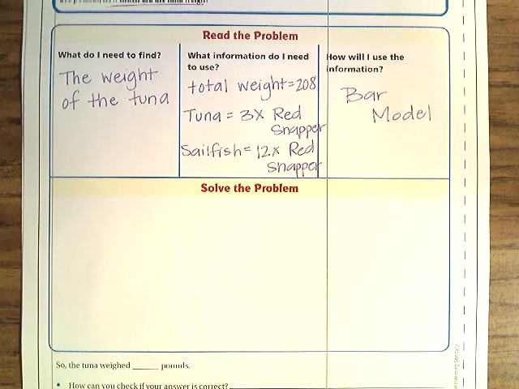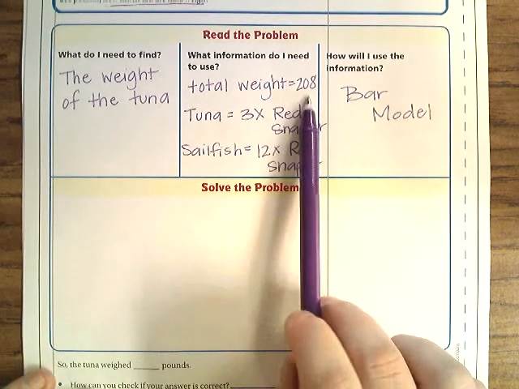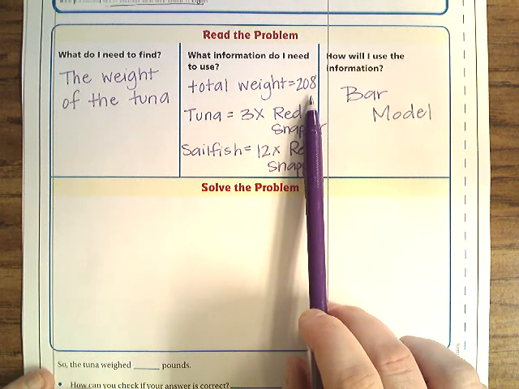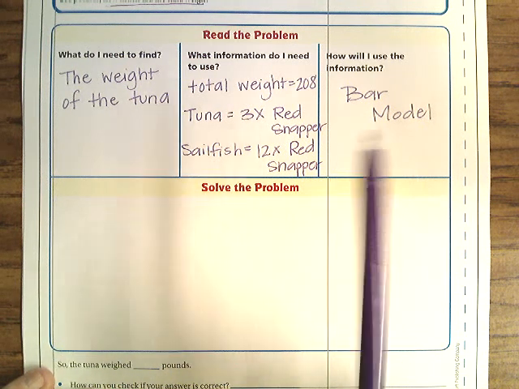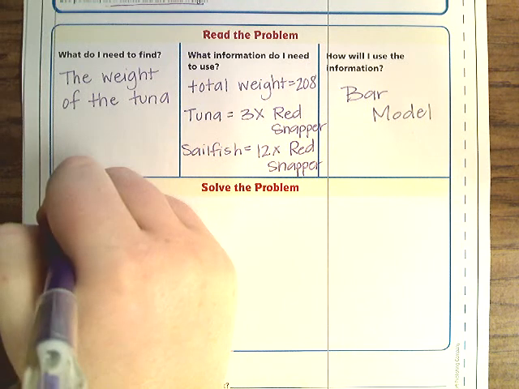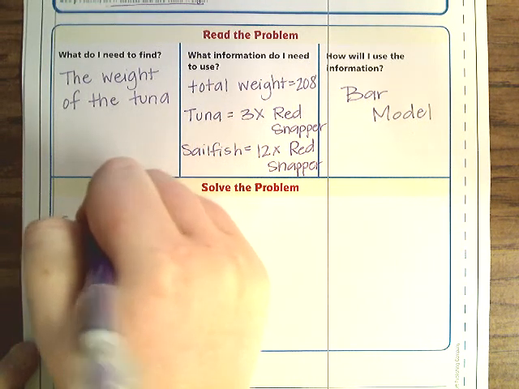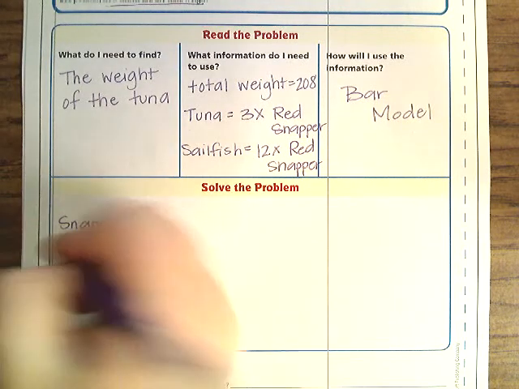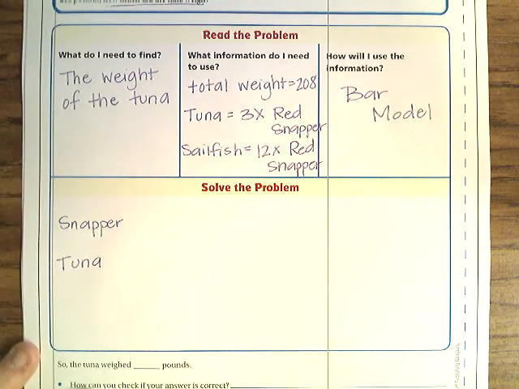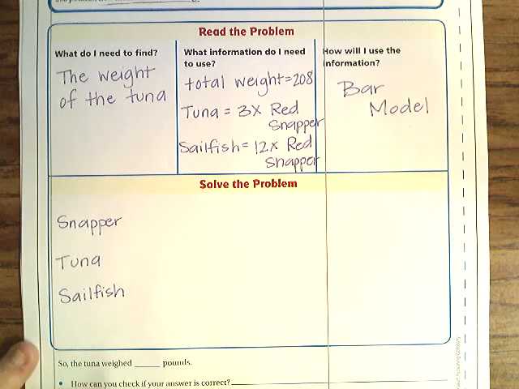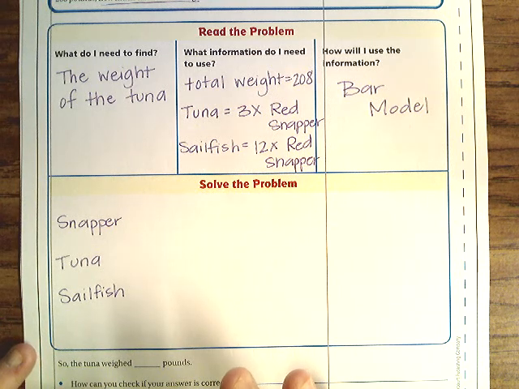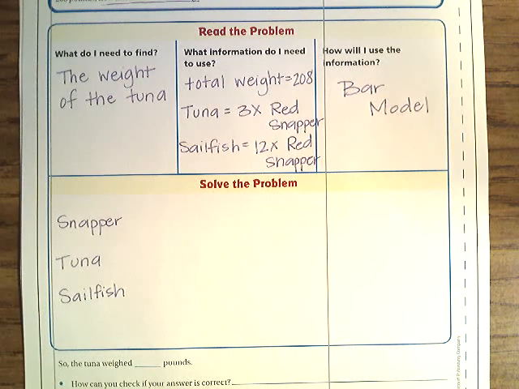So we know some information already. We know that the total weight of all the fish was 208, right? We're trying to figure out how much the tuna weighed, but we know that we need to look at the snapper. So let's write these down. Snapper, tuna, and the sailfish. Those are the 3 fish that we're looking at today. We also know that the weight of those is 208 pounds total.